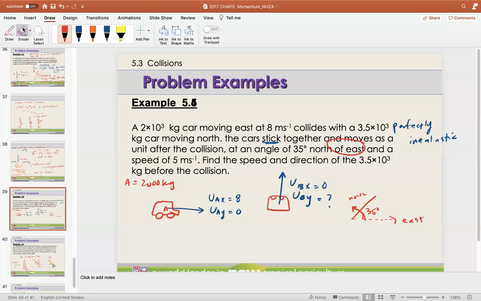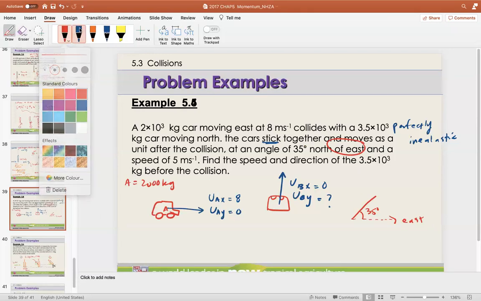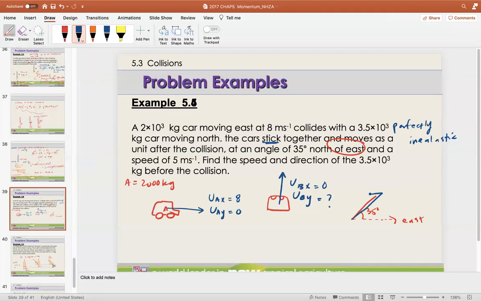Sebab north tu tak payah tulis lah. So reference point is east, ke atas is north. So that is your 35. So this is your final velocity, so this is your V. Okay, so you have to resolve V. V is 5, which means that Vx is 5 cosine 35, and your Vy is 5 sine 35. All right, that's our information now.